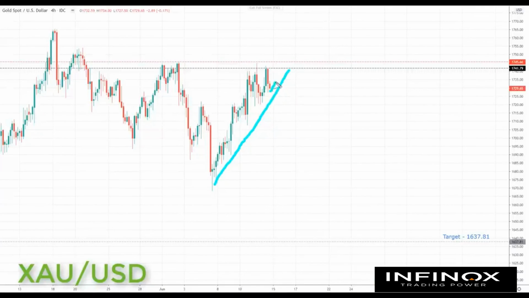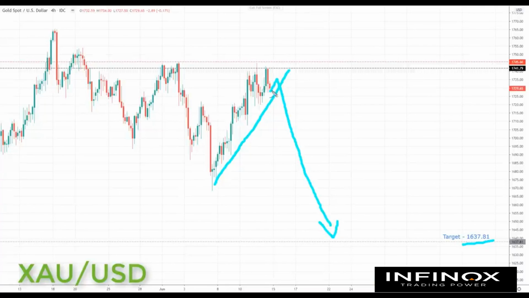If we can start to break down in this area going into next week, this is going to be a great place to start to look for bearish setups, as I said. And we're going to be looking at initiating shorts down towards the next key of support to the downside in the target set, the 1637.81.